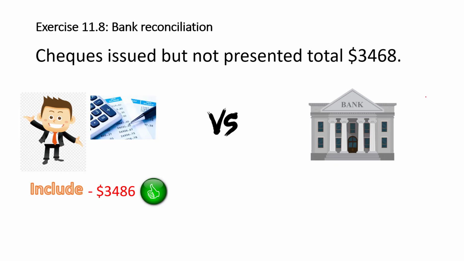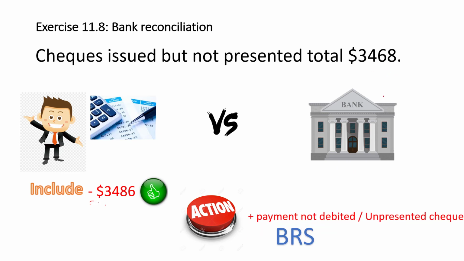The next example is a check issued but not presented, total $3,468. In our record, we already signed the check and issued it to our customer, so we minus it from our accounts. This is the correct adjustment and correct entry. For the bank, the customer might not have received the check yet, so the bank did not deduct the 3,468 from our account. So I can say that our bank balance now is overstated.